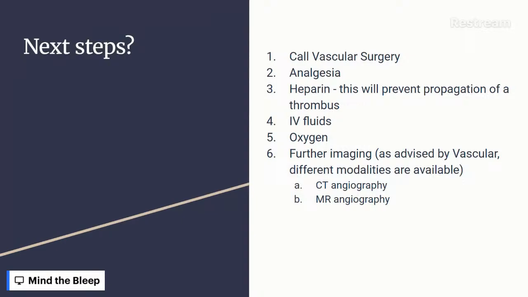And imaging. So typically people go for CT angiography, but you can also go for MR angiography. I would say from experience, call vascular straight away. Like, don't wait for CT angiography to come back. And if you're in A&E, you'll be guided by your seniors about what to do anyway. But people go for different modalities.